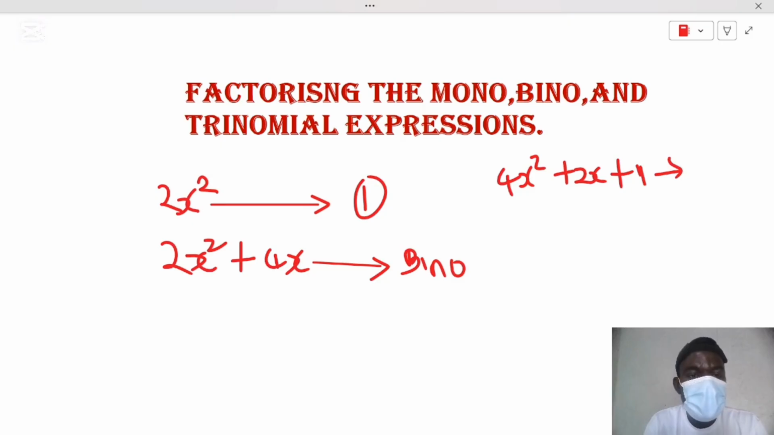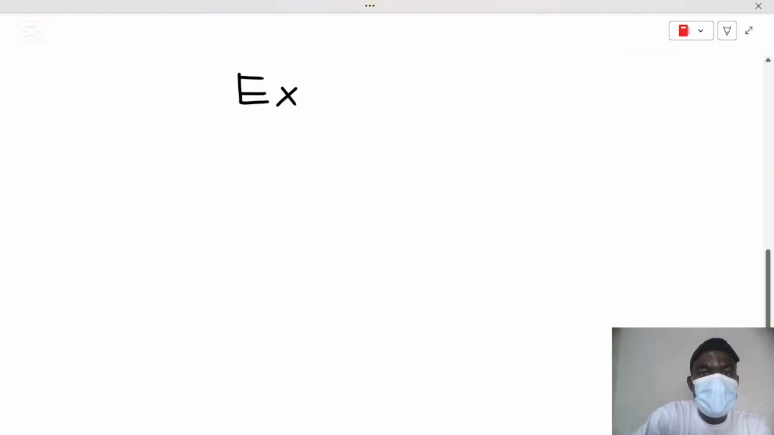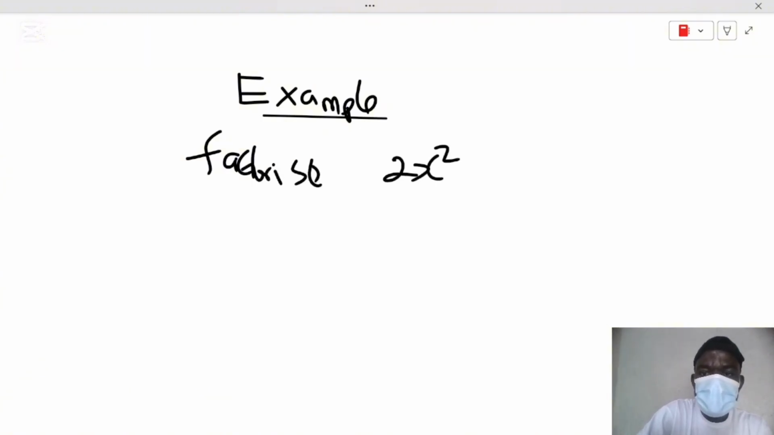Now let us look at how we can factorize the binomial, trinomial, and the monomial. Actually, monomial expressions we cannot factorize; they are already in a simple form. But we'll start by looking at how to factorize the binomial expressions. For example, factorize 2x squared plus 4x.